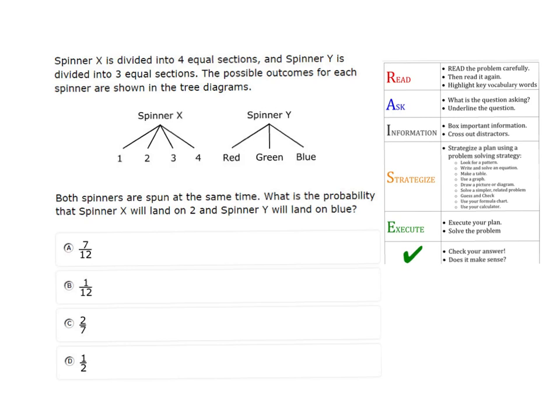The possible outcomes for each spinner are shown in the tree diagrams. Both spinners are spun at the same time. What's the probability that spinner X will land on 2 and spinner Y will land on blue?